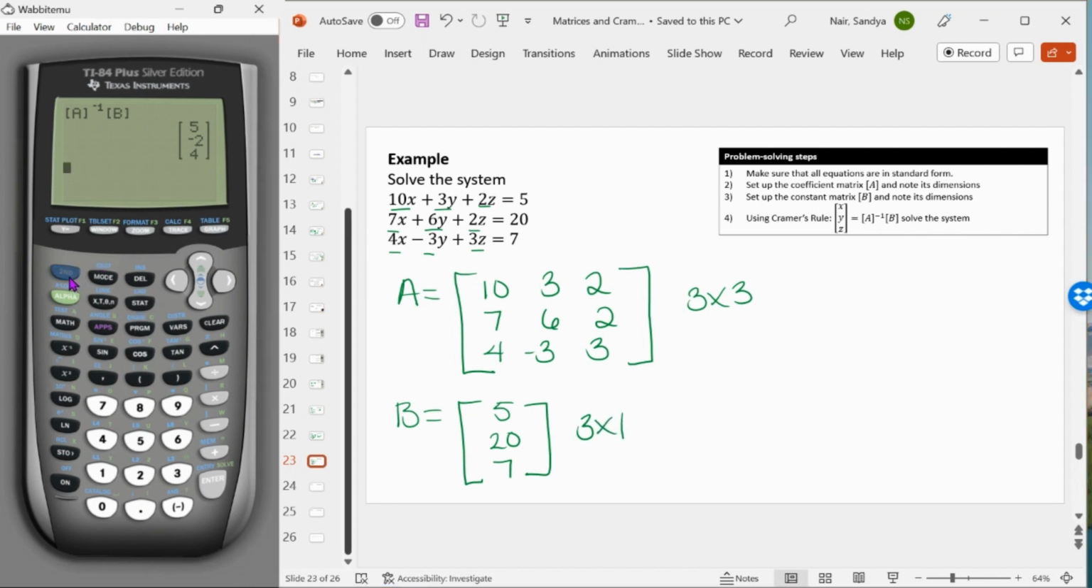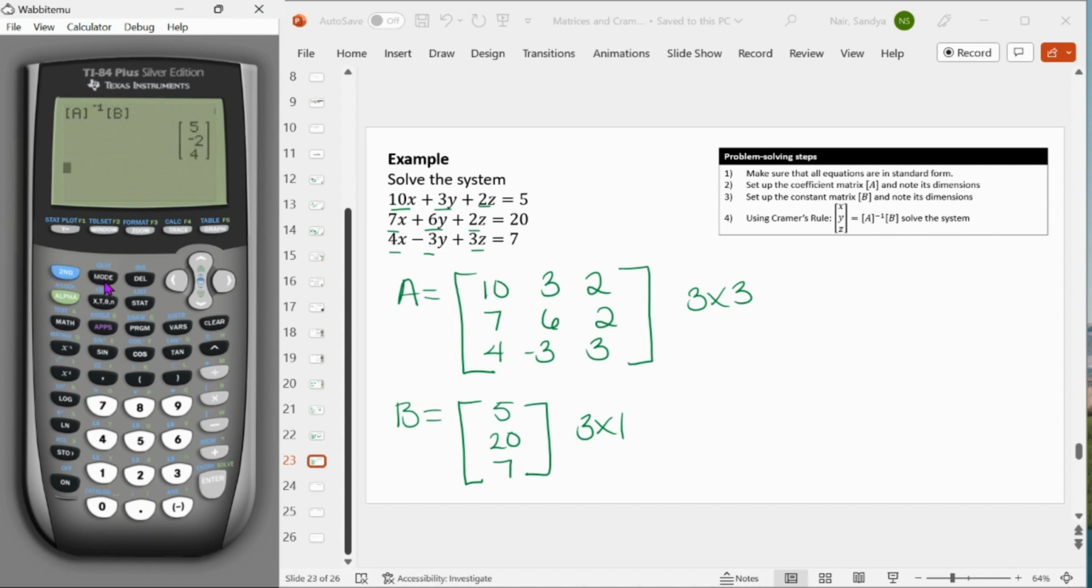So I'm going to go ahead and go back to my matrix menu. So second matrix, and then go back to edit. Choose enter on matrix A. It's still 3 by 3. And so now type in the values. So we have 10, 3, and 2. Then we have 7, 6, and 2, 4, -3, and 3. Okay, double check and make sure that everything's typed in correctly.